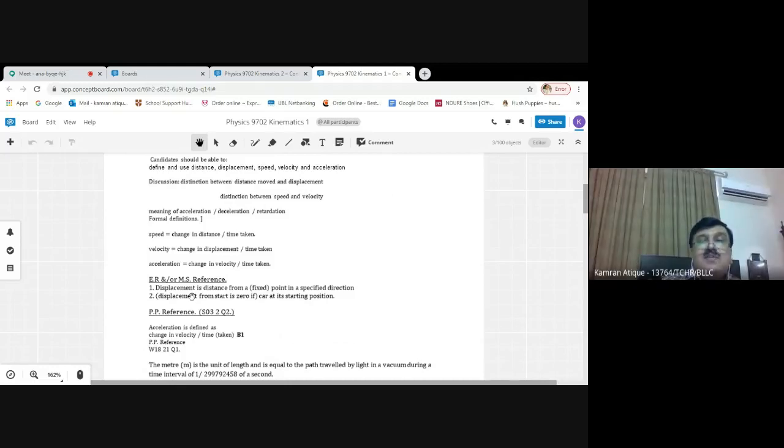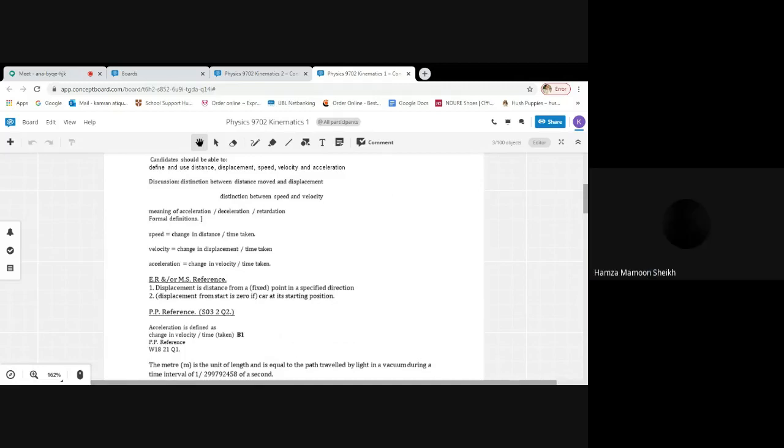I have also taken the definitions. Displacement is the distance from a fixed point in a specified direction. By the help of the vector version of distance covered, we can define displacement. Displacement is actually the distance moved from a fixed point in a specified direction. If we add a specified direction to distance, it becomes displacement. We add a specified direction to the definition of speed, and it becomes velocity. Are you agreed, Hamza? Yes, sir.